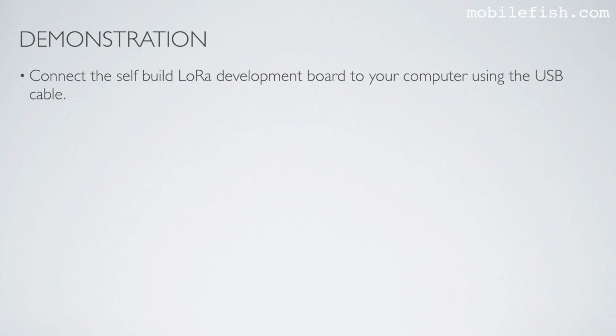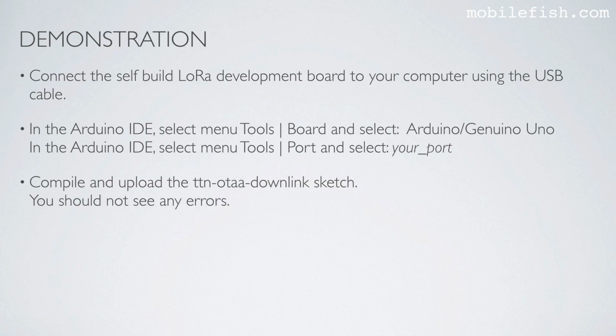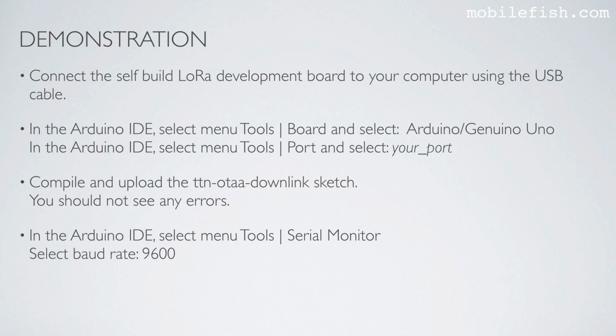Now connect the self-built LoRa development board to your computer using the USB cable. In the Arduino IDE, select Tools, Board, and select Arduino Uno. In the Arduino IDE, select Tools, Port, and select your port. Compile and upload the ttn-otaa-downlink sketch. You should not see any errors. In the Arduino IDE, select Tools, Serial Monitor, and select baud rate 9600.